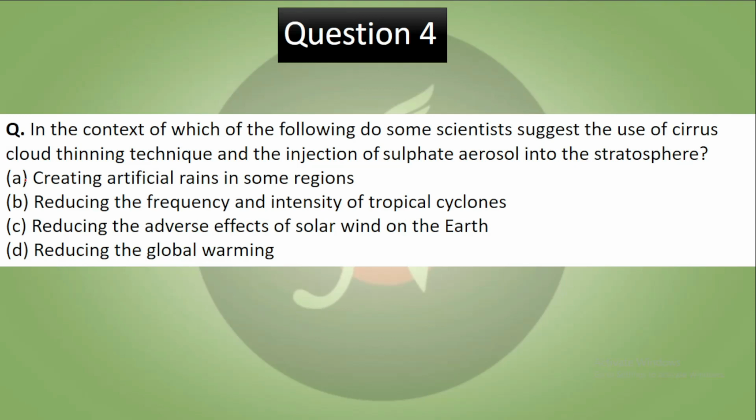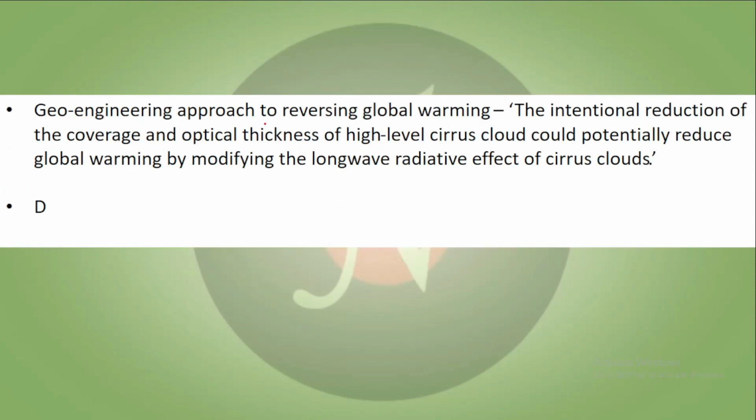So your correct answer to this is reducing the global warming. Geoengineering approach to reversing the global warming, the intentional reduction of coverage and optical thickness of high level cirrus cloud. This could potentially reduce the global warming by modifying the long wave radiative effects of cirrus clouds.